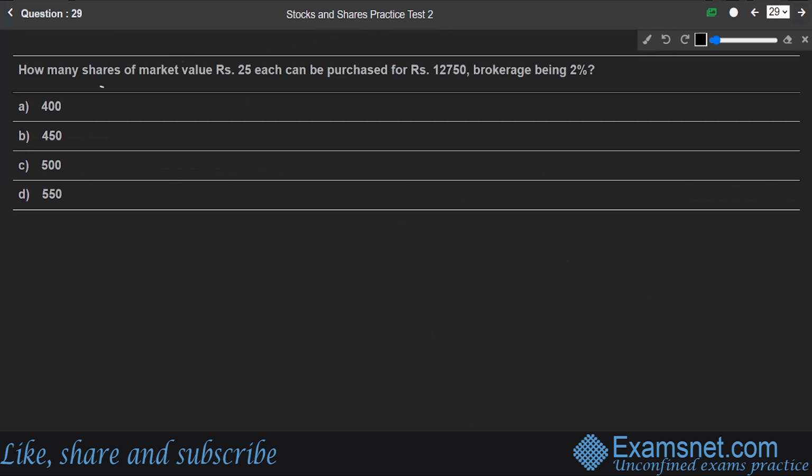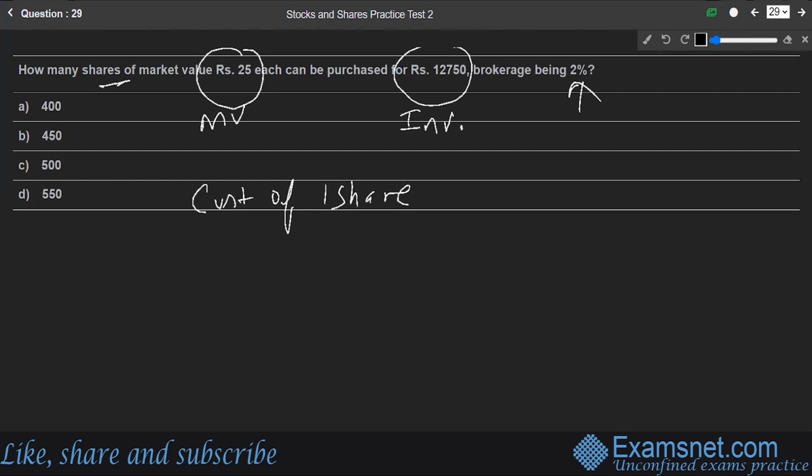Now, how many shares of market value 25 each can be purchased for rupees 12,750? So investment is given as 12,750, market value is given as rupees 25, and brokerage being 2%. So 2% brokerage is also to be calculated. First of all, we need to find out the purchase cost of one share, and then we'll divide the investment by this cost of one share. That will give us the number of shares simply. So let us find out the cost of one share first.